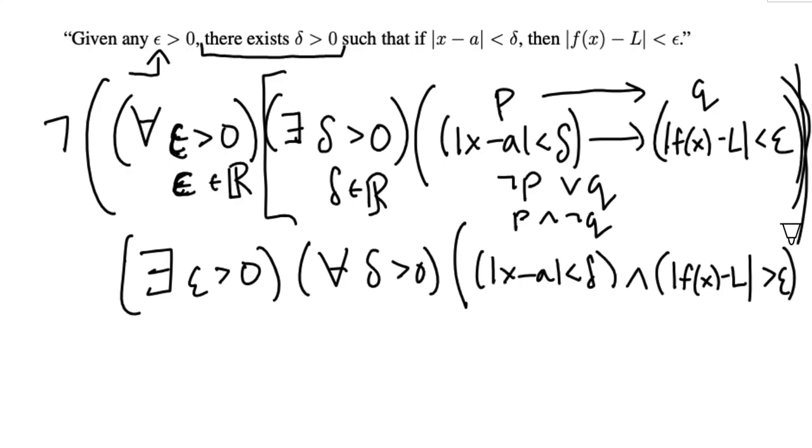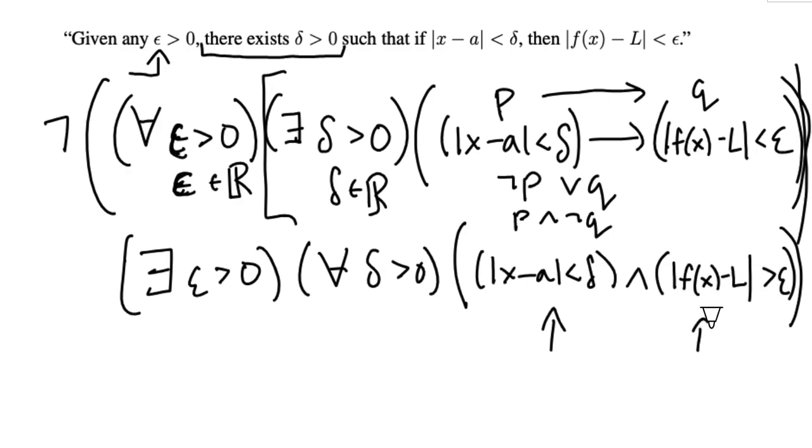So we have, there exists some epsilon such that no matter what delta we pick, if we're within delta of a, then unfortunately we're going to be bigger than epsilon.